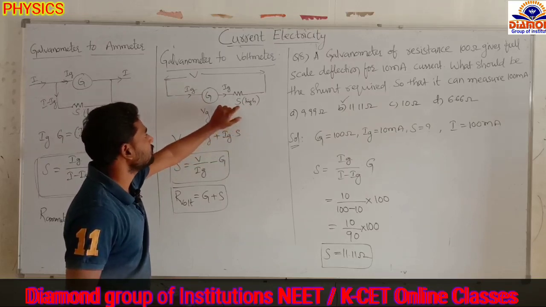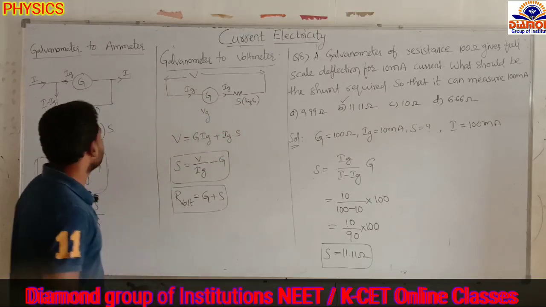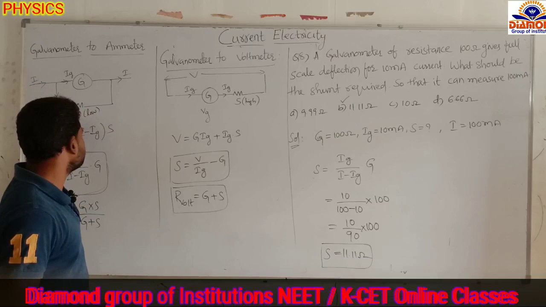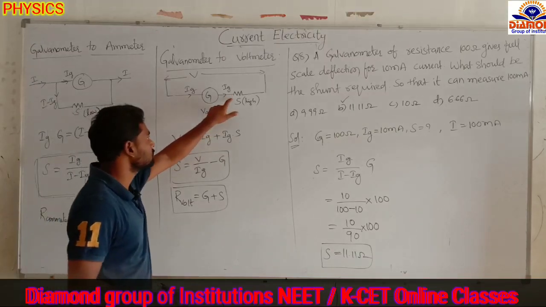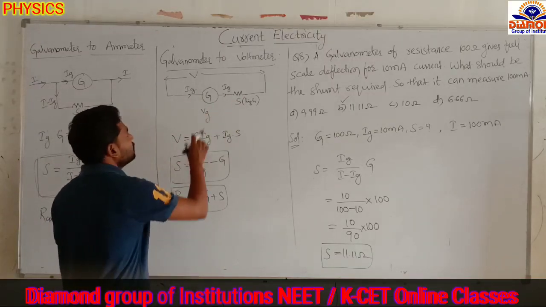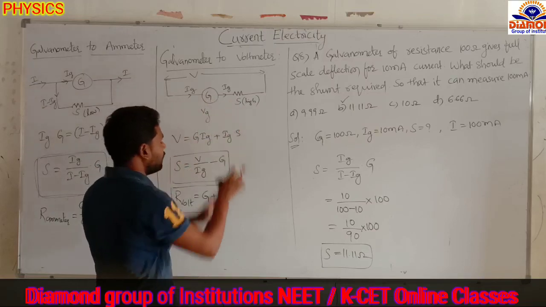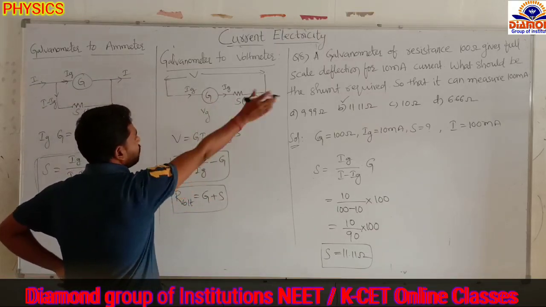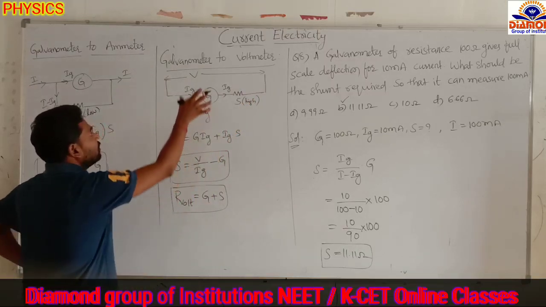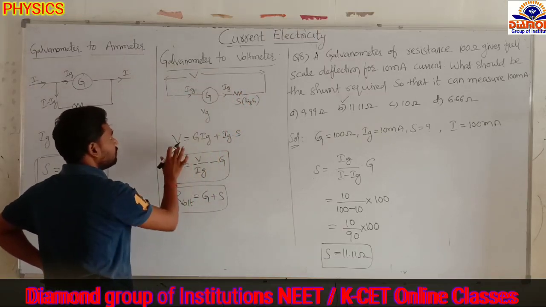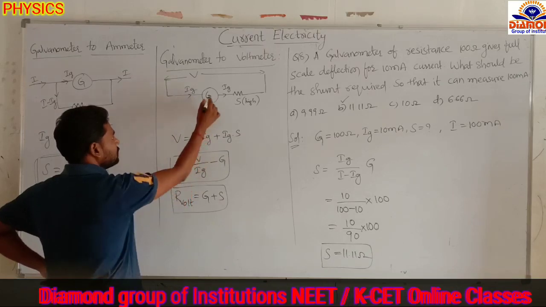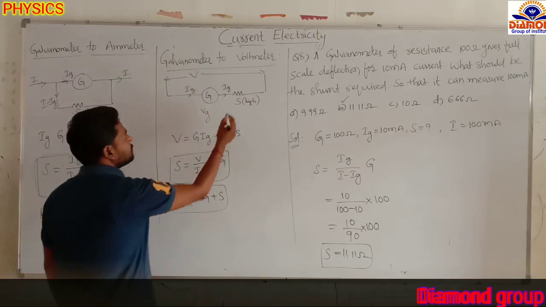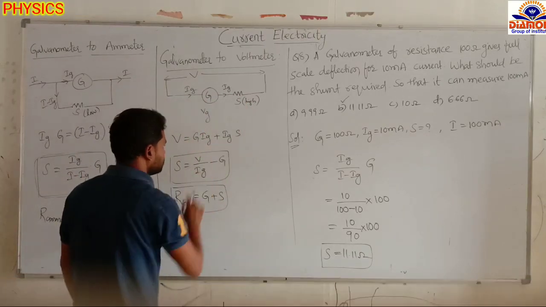Okay? So now this resistance is a high resistance. In the ammeter the shunted resistance is a low resistance, here the series resistance is a high resistance. So the voltage will be shared between the galvanometer and this resistance. Both are connected in series, so the current flowing through them is the same. So the potential difference across these two is V equals Ig into G, where G is the resistance of the galvanometer, plus Ig into S, where S is the series resistance.